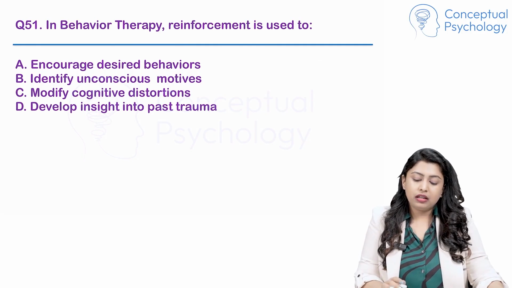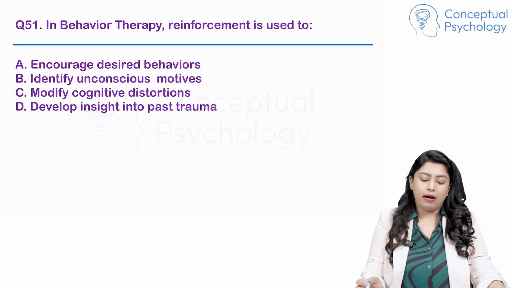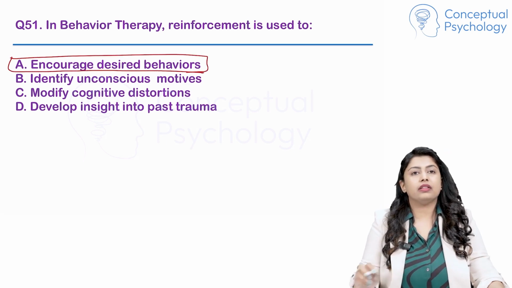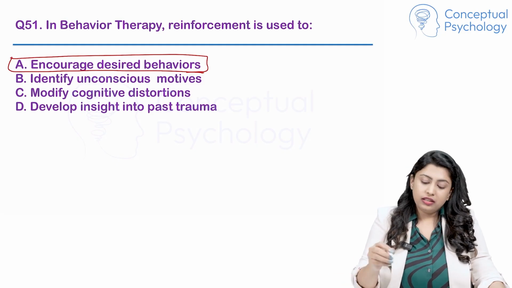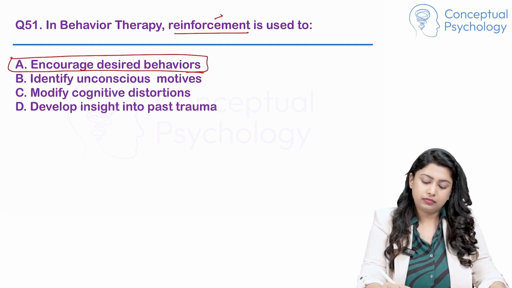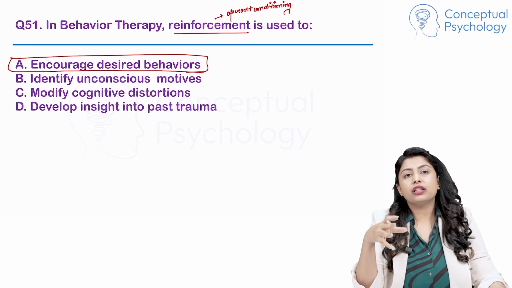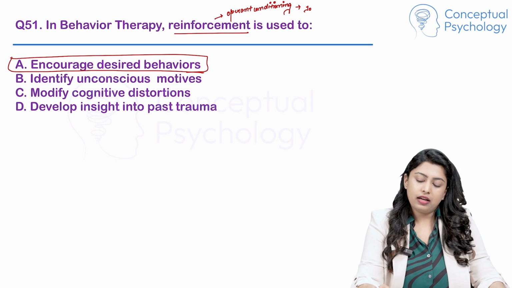In behavior therapy, reinforcement is used to encourage desired behaviors, identify unconscious motives, modify cognitive distortions, or develop insight into past trauma. So here the correct answer is to encourage desired behaviors. Reinforcement is a fundamental principle of operant conditioning, which is used in behavior therapy to increase the frequency of desired behavior, right?